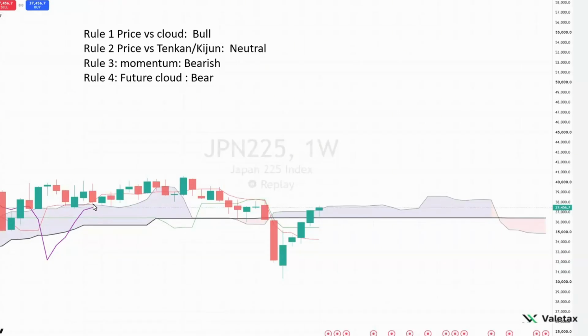Momentum. If you look at momentum here, there's momentum right there, and it's below price. So the momentum's bearish. And then rule four, this is bearish too. So even though you're breaking out of the cloud, you really only have 1 out of 4 rules on your side. So this is not a good cloud breakout at all, so I would not be taking this trade at all.